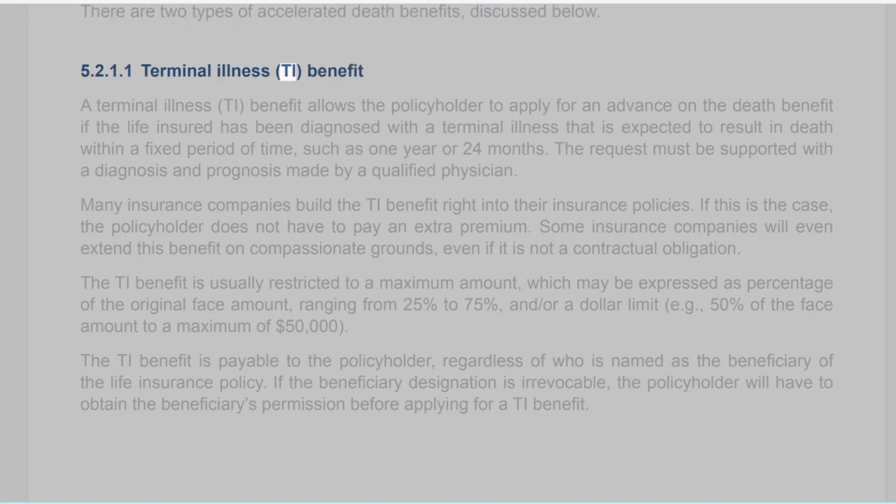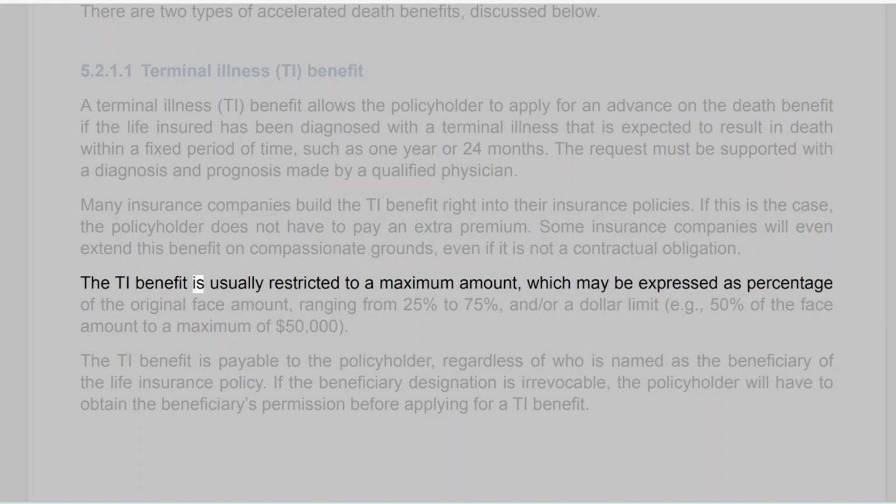5.2.1.1 Terminal illness, TI, benefit. A terminal illness, TI, benefit allows the policyholder to apply for an advance on the death benefit if the life insured has been diagnosed with a terminal illness that is expected to result in death within a fixed period of time, such as 1 year or 24 months. The request must be supported with a diagnosis and prognosis made by a qualified physician. Many insurance companies build the TI benefit right into their insurance policies. If this is the case, the policyholder does not have to pay an extra premium. Some insurance companies will even extend this benefit on compassionate grounds, even if it is not a contractual obligation.